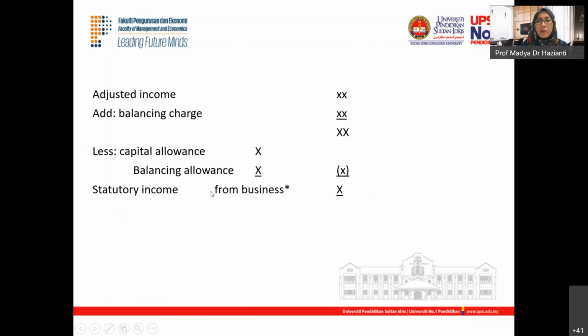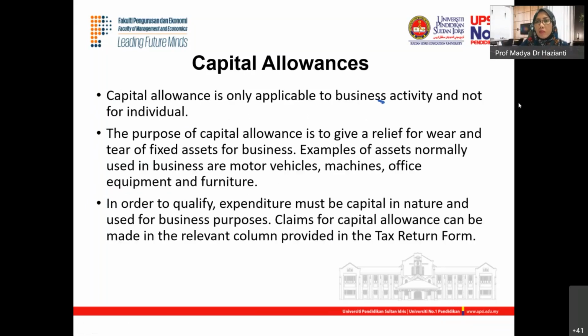Okay, statutory income from business. So kita start dengan adjusted income for that particular business. And then kalau ada balancing charge, ada capital allowance and balancing allowance. So tiga item ni is actually related to capital allowance topic. Right, so ada asterisk dekat sini. So that is why kita nak tengok lah, what does it mean when we talk about capital allowance, apa benda sebenarnya capital allowance ni.